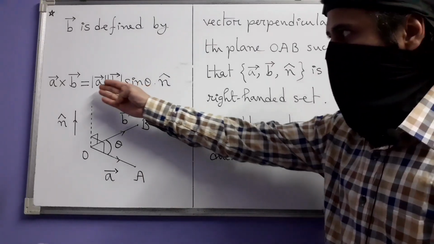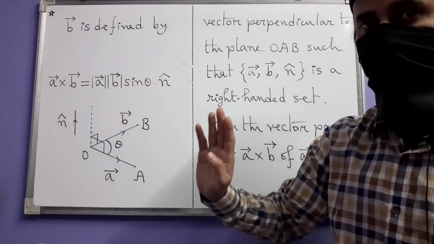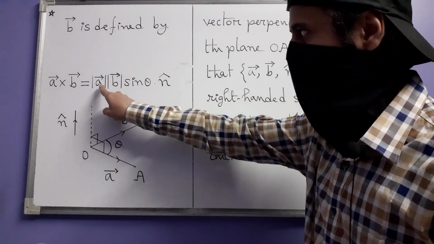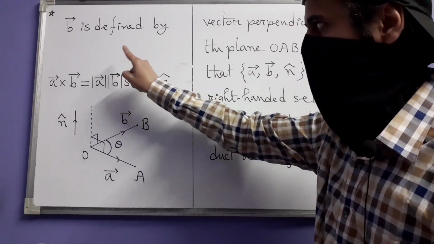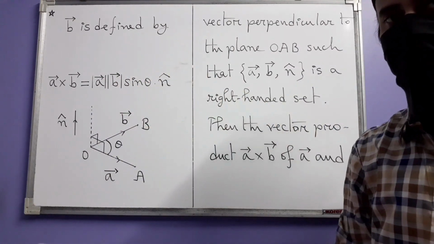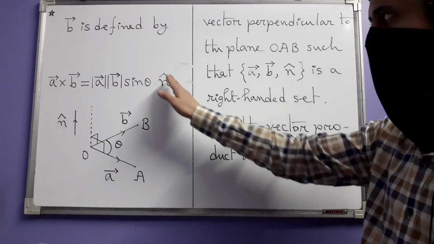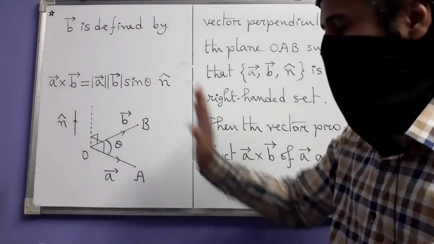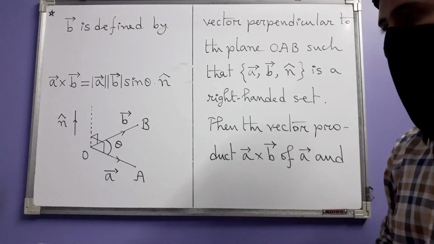So then by the definition, what is A times B? A times B is that vector whose magnitude is magnitude of A times magnitude of B times sin theta, and whose direction is n hat. But let's be absolutely clear about everything.